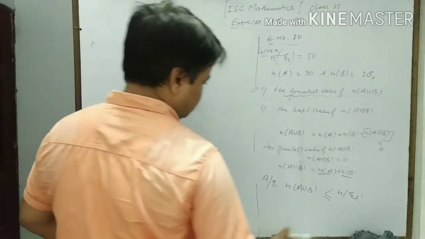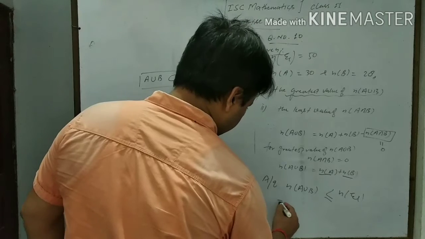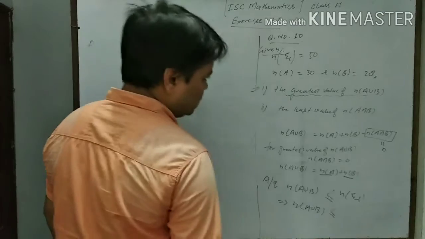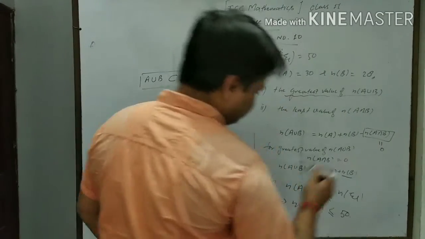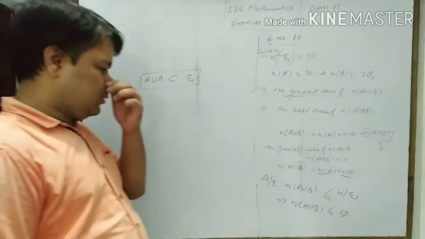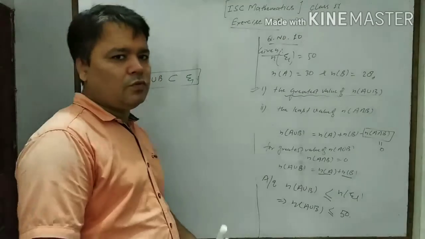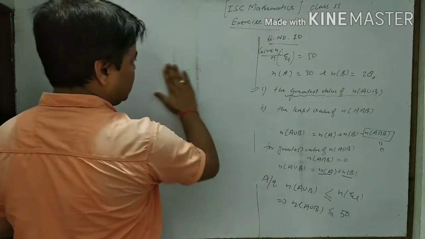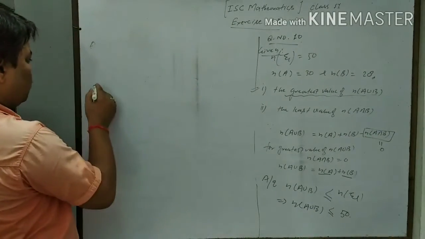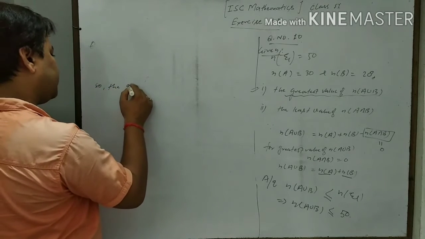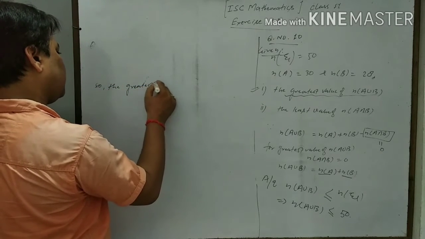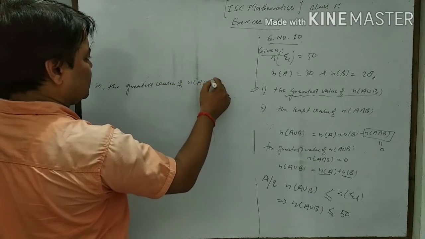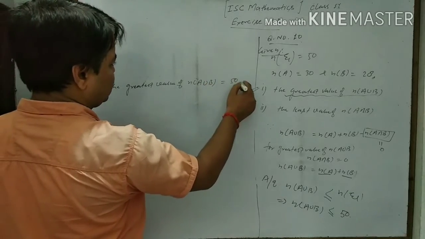So here this implies that the cardinal number of A union B will be less than or equal to what? 50. The cardinal number of A union B will be less than or equal to 50. Okay? Therefore, the greatest value of the cardinal number of A union B is equal to 50.